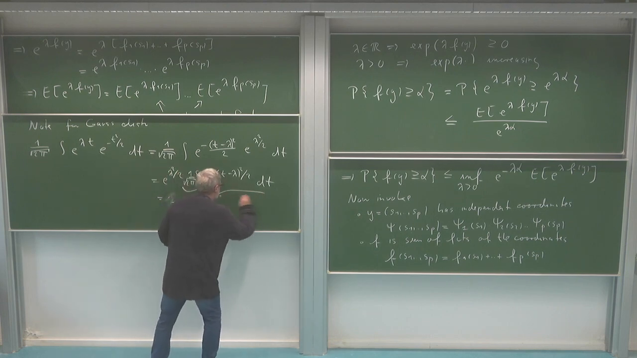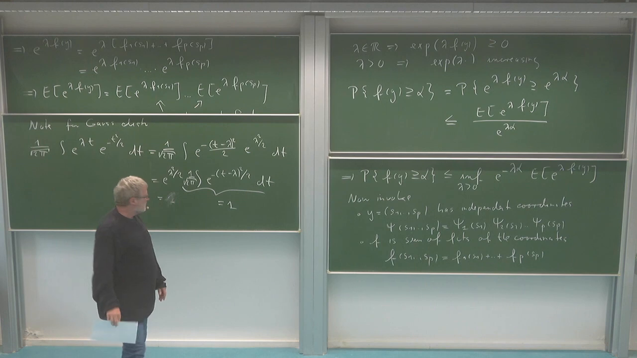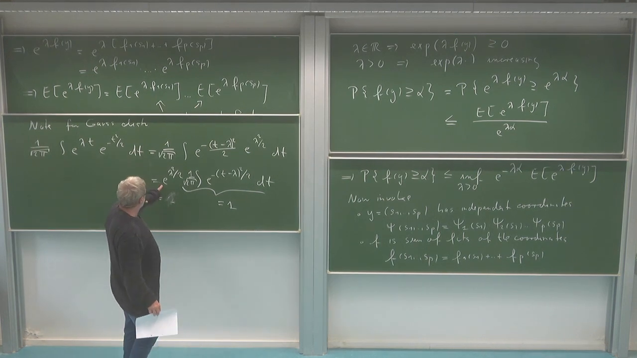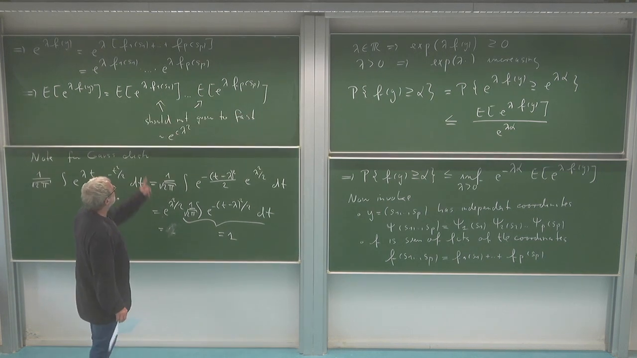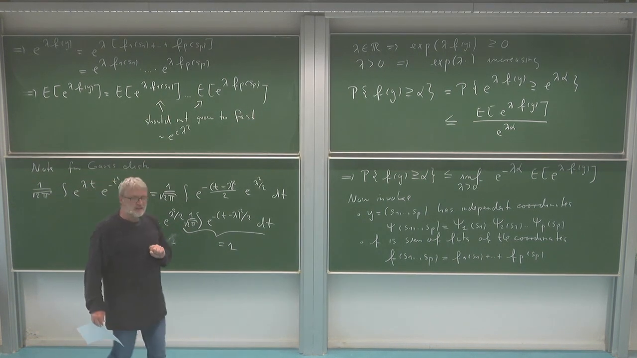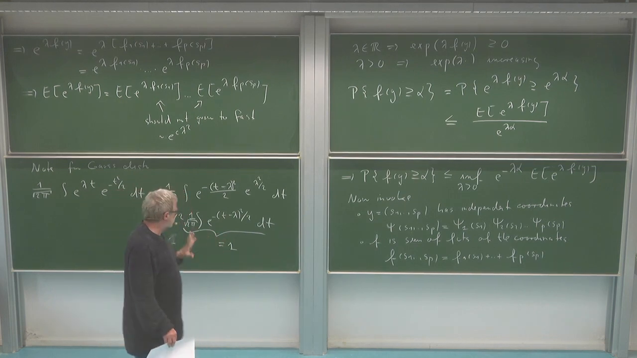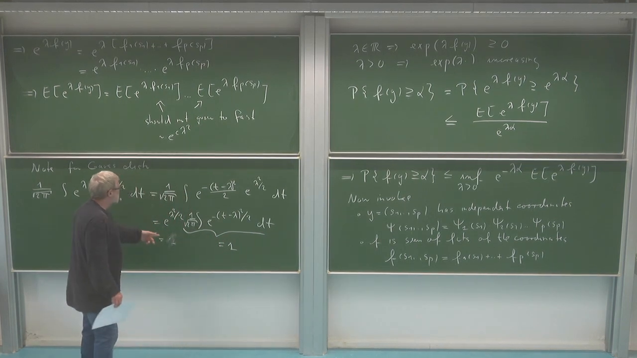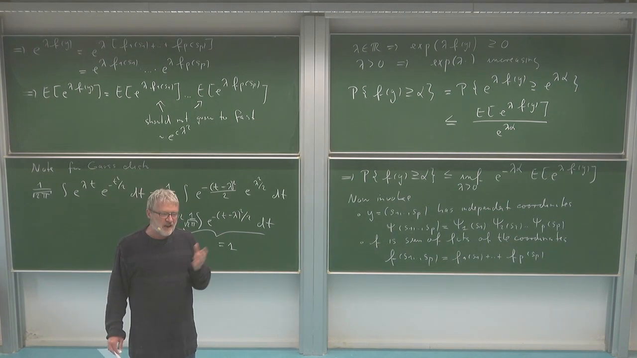This here is just 1. Just the integral over the whole mass of the Gauss distribution. And I'm left with e to the lambda squared. So you see, in the case where I have here a standard Gauss distribution for f of s1, I really get a growth like e to the lambda squared. Okay, and that's essentially the best thing I can expect.